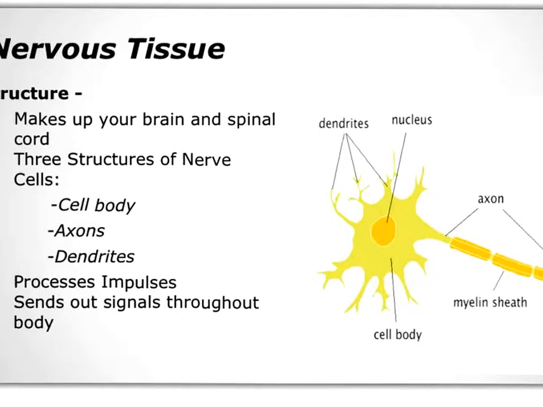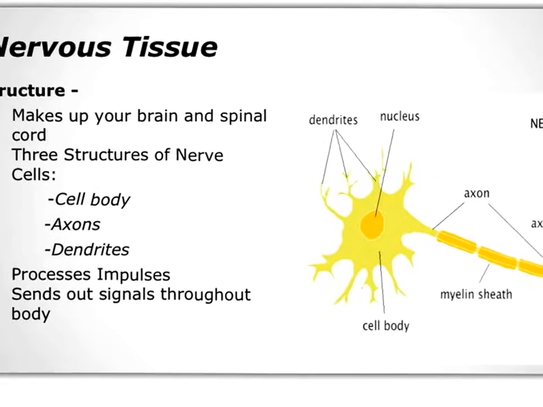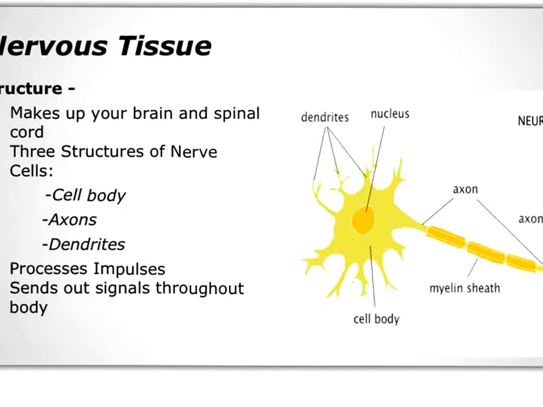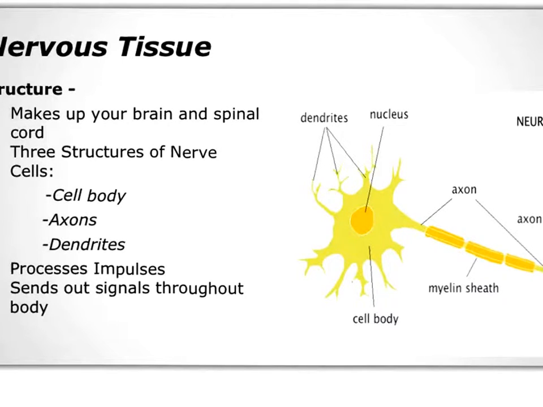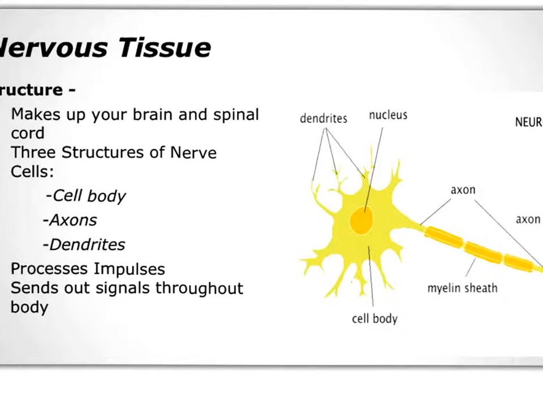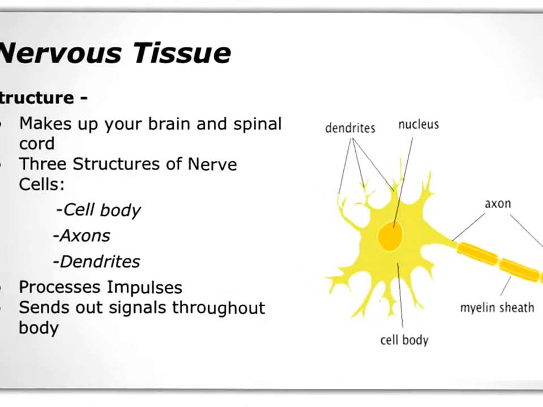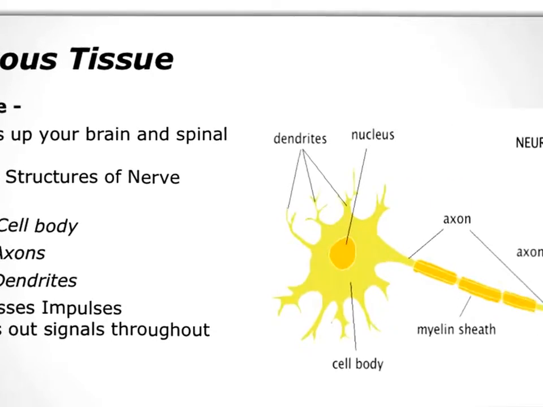Structure. Nervous tissue makes up your brain and spinal cord. There are 3 types of structure of the nerve cells. They are arm-like structures. Axons send information away from the cell body. Dendrites receive information from other neurons. The cell body contains the nucleus. Nerve cells process signals called impulses that get sent out through the body.